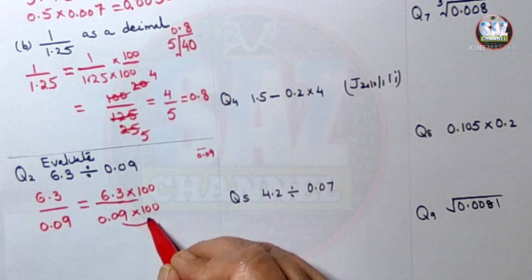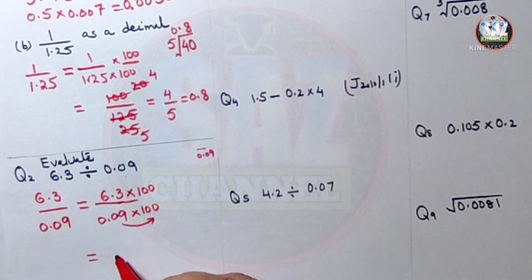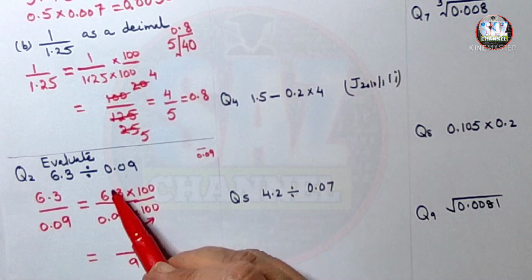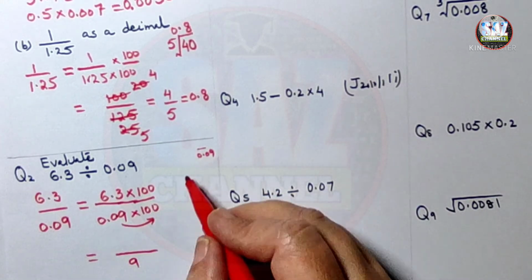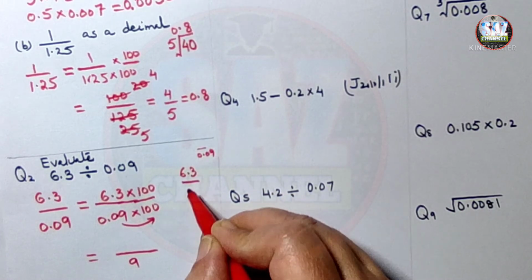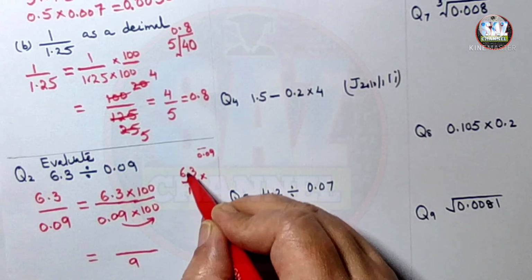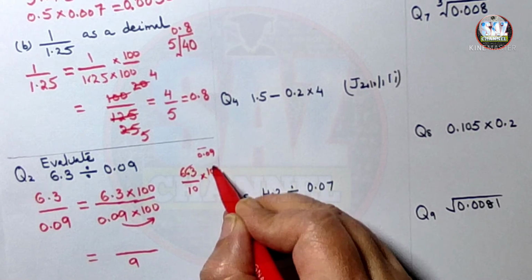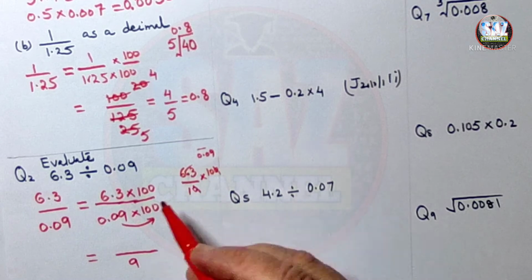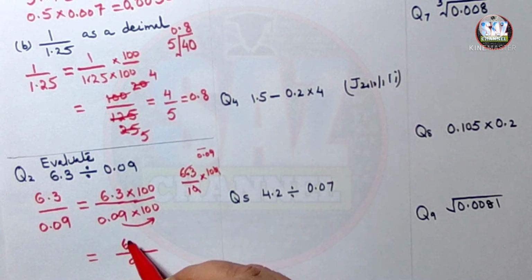Now this 0.09 will become 9 only, and now what about 6.3 multiplied by 100? The decimal will move 1 digit towards the right hand side, and if you feel difficulty understanding it that way, learn to remove the decimal and multiply it by 100. This 0 goes with this, and this will become 630.